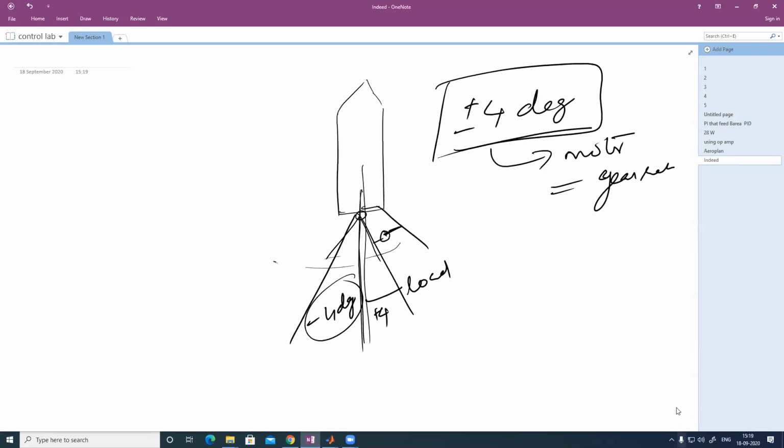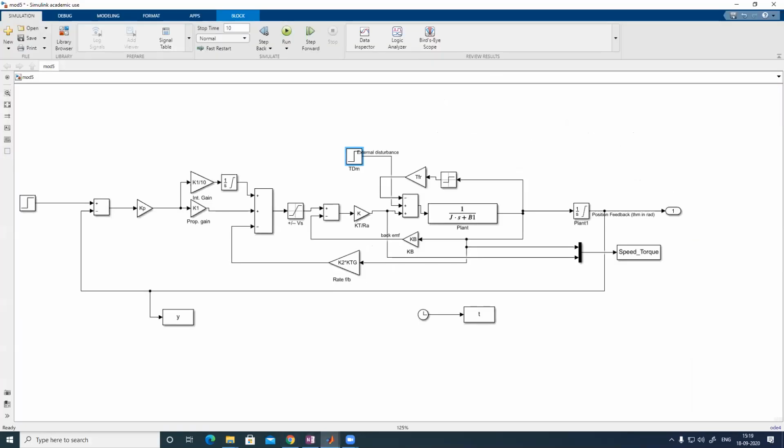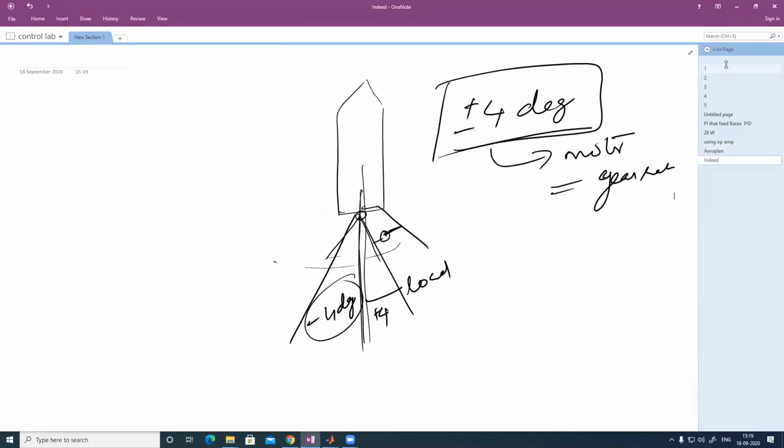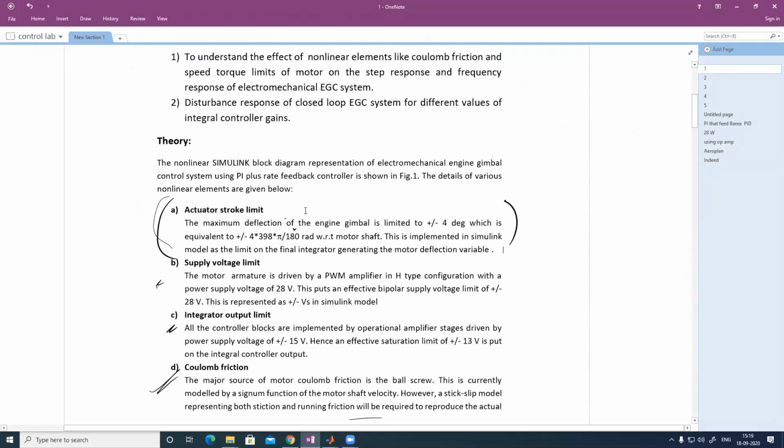So the theta reference is plus or minus 4 degrees into 398 into pi by 180. This will be your maximum deflection output, theta max. The maximum deflection output of the engine gimbal is limited to plus or minus 4 degrees, which is equivalent to 4 into 398 into pi by 180.